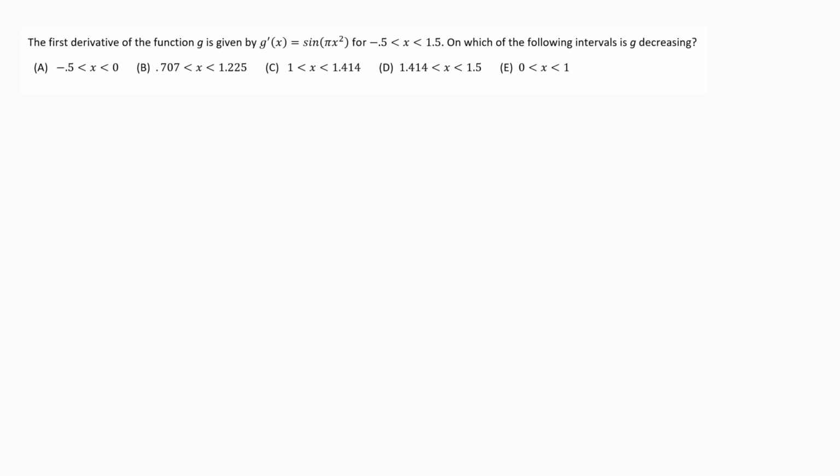Here we're being given a first derivative, g prime of x is equal to the sine of pi x squared, and then a specific interval for which that works. So x values between negative 0.5 and 1.5. And then they want us to determine on which interval the original function g would be decreasing.